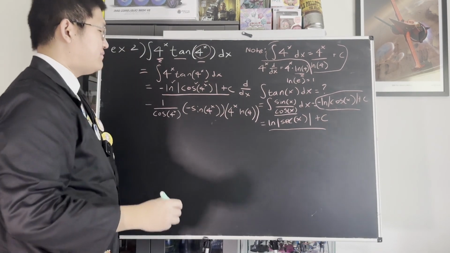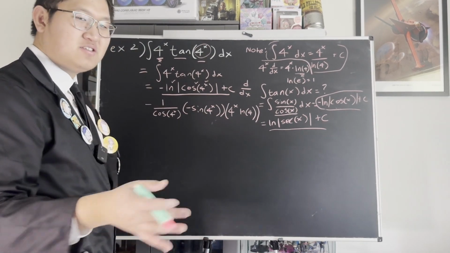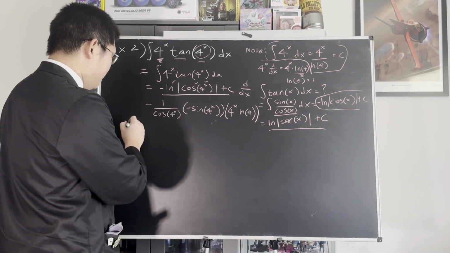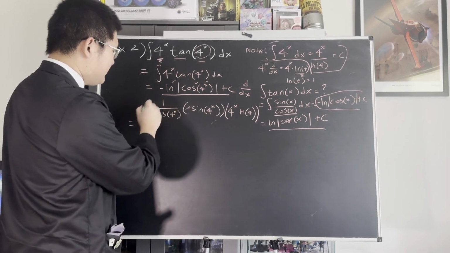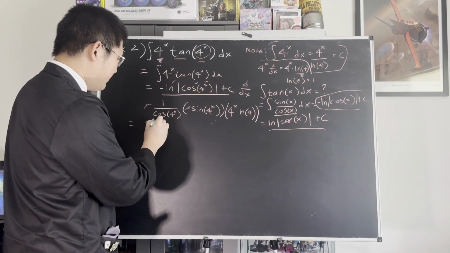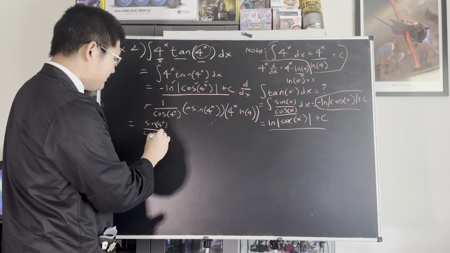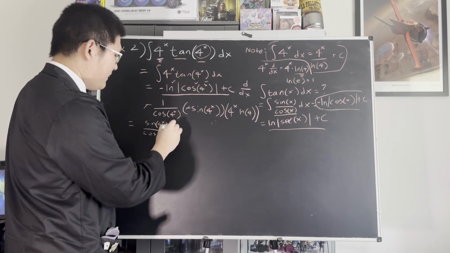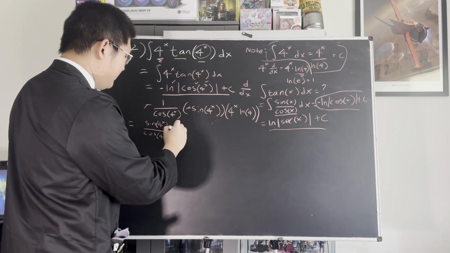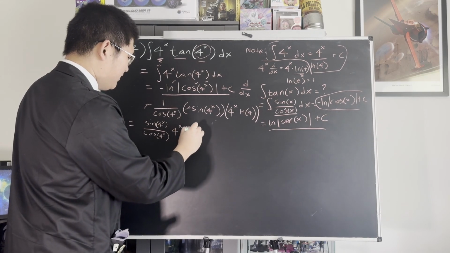And would you look at that? We have all these layers that we need to keep track of. And so let's just clean this up a little bit more. We have the negatives canceling out, thankfully, because there are two of them. And so we have sine of 4 raised to the x power over cosine of 4 raised to the x power, and then we have 4 raised to the x times the natural log of 4.